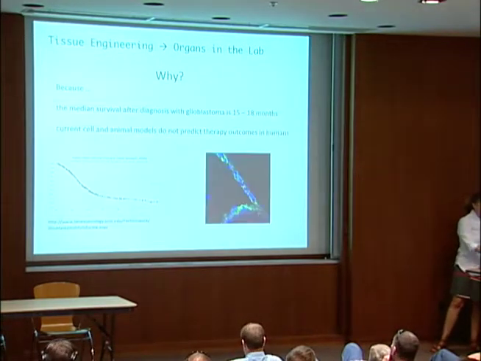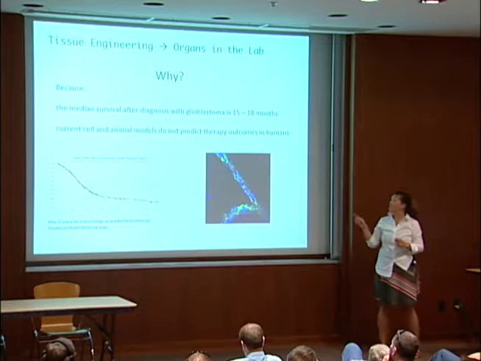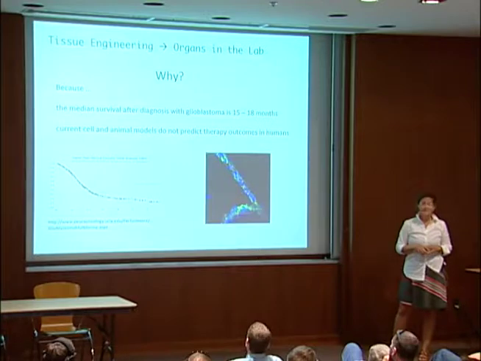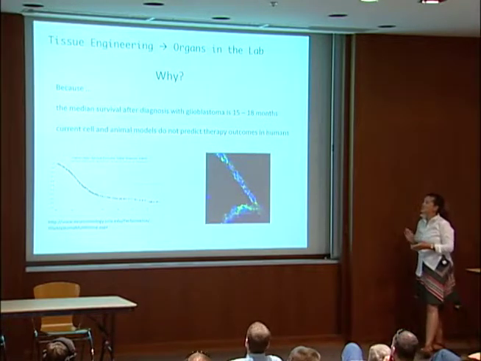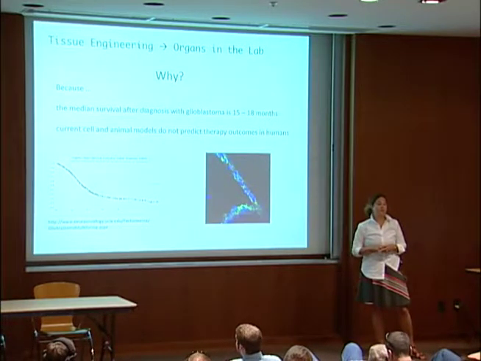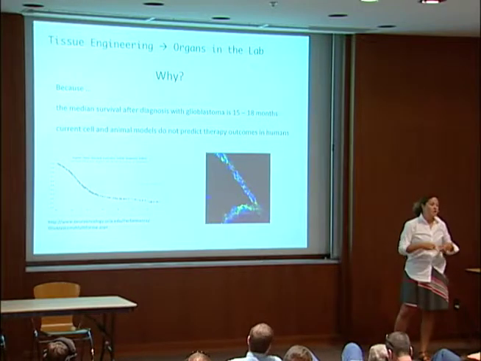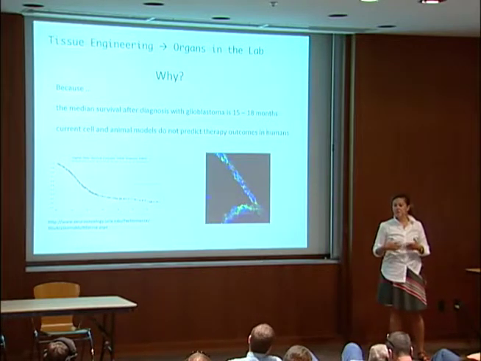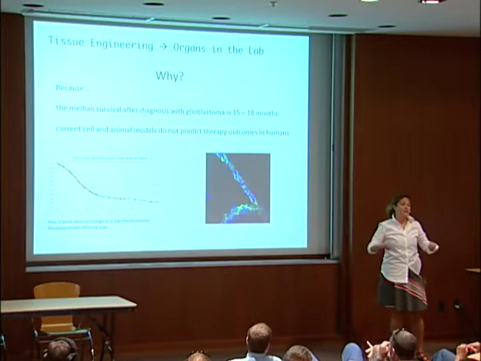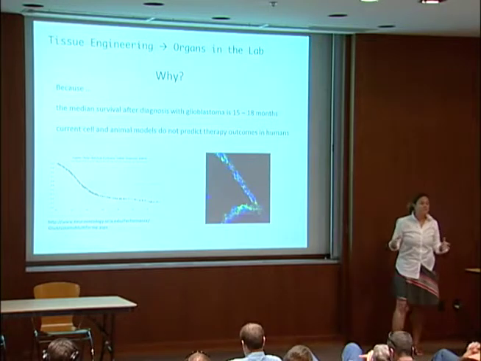Why do we do this? Well, we do this because the median survival after diagnosis with glioblastoma is about 15 to 18 months. And that number has not moved significantly in decades. Again, much like epilepsy, our current approaches are not working. And current cell and animal models do not predict therapy outcomes in humans. Those cells act differently when they're in the human brain than they do when they're in a culture dish. So we're engineering a human brain so that we can study how and why those cells populate the entire brain and how they evade the current therapies that are not working.